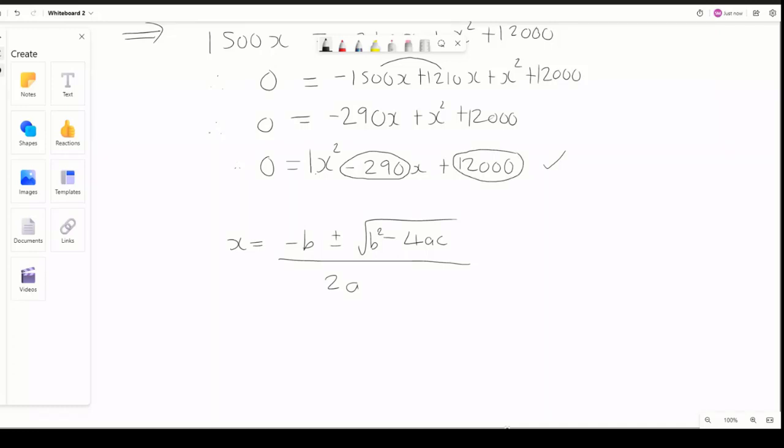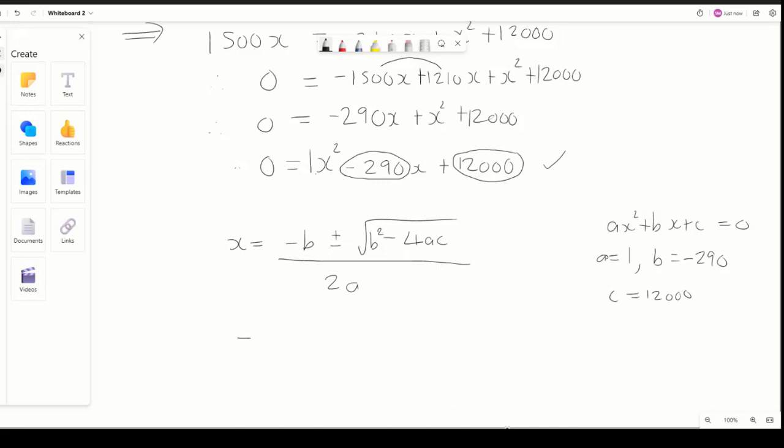Remember, guys, when you solve ax squared plus bx plus c equal to 0, and you don't expect some nice factoring happening, you use the quadratic formula. So for us, a is 1, the coefficient of x squared, right? b for us is minus 290. And c is equal to 12,000.